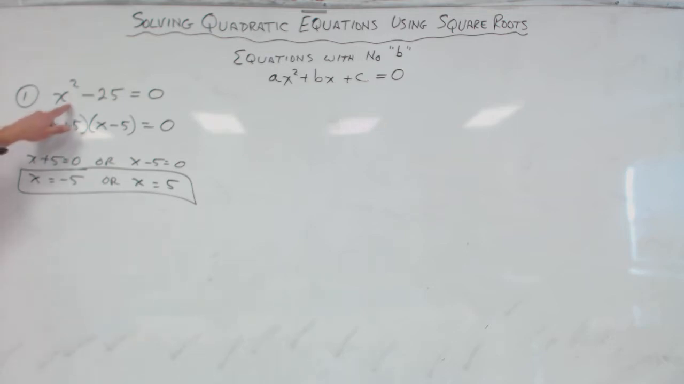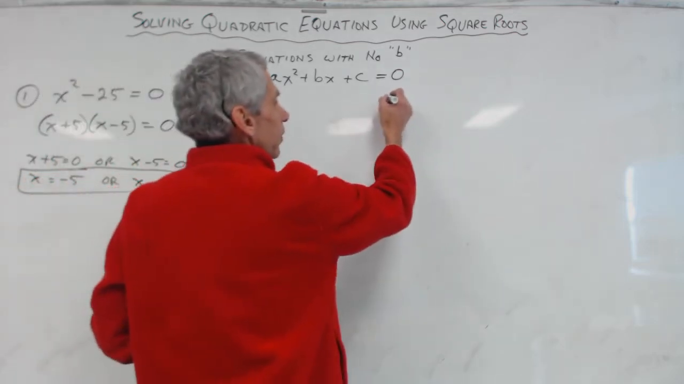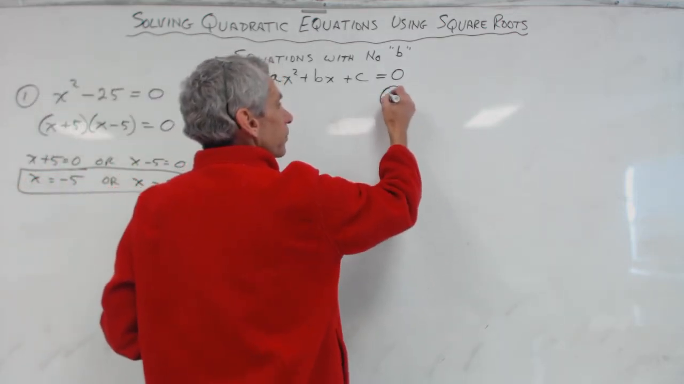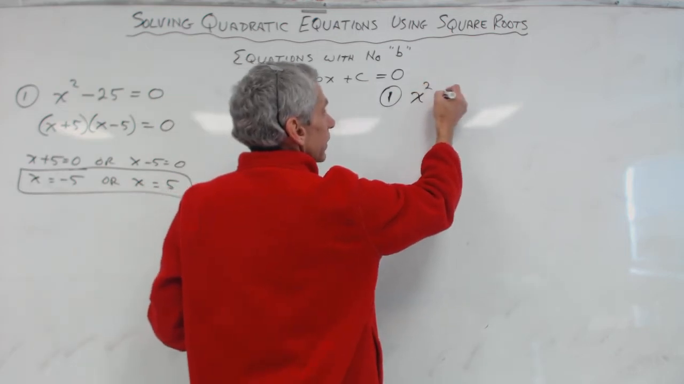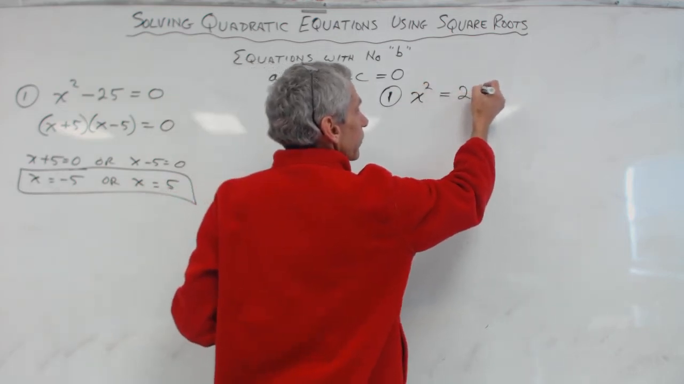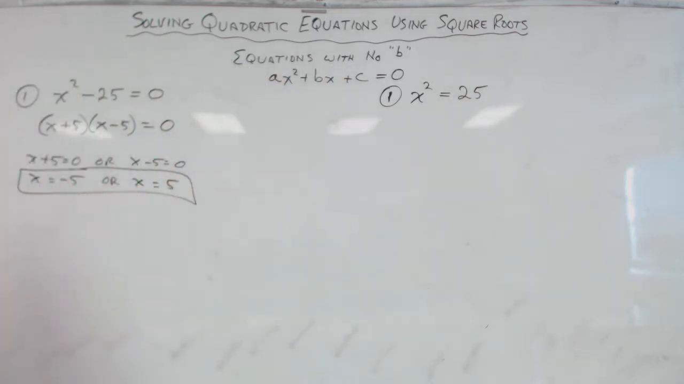Now, but sometimes they're not written like this. Sometimes this is the same problem, only I'm going to write it differently. X squared equals 25. Do you see how that's the same thing?